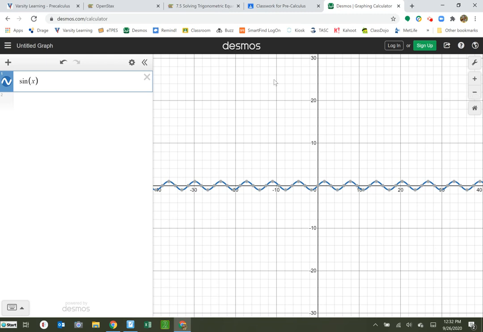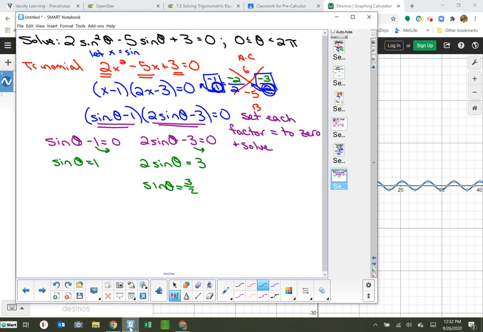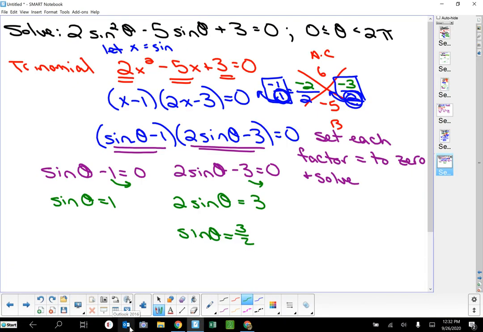So going back to what we have over here, sine of theta is 3 over 2. Well, 3 over 2 is 1 and 1/2. Oh, that's probably going to make a terrible noise. I'm sorry. And so because that is 1 and 1/2, that is something that can't ever happen as a sine value because it's bigger than 1. So this is what is called an extraneous solution.